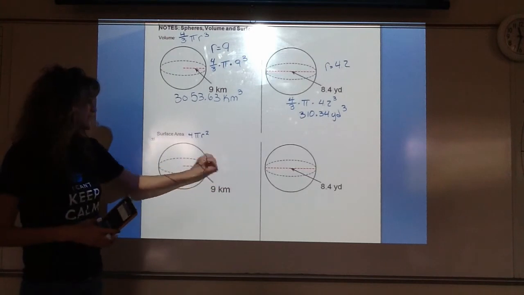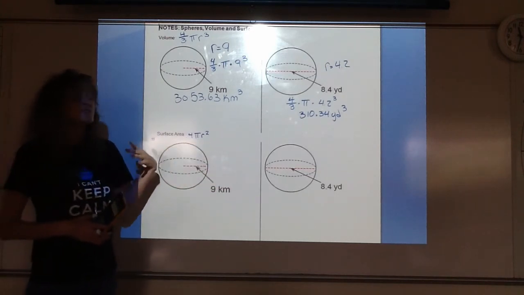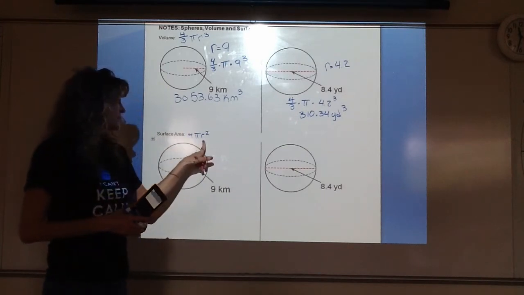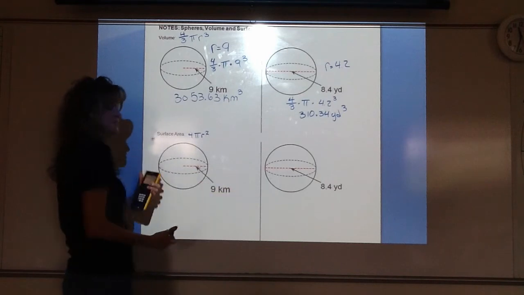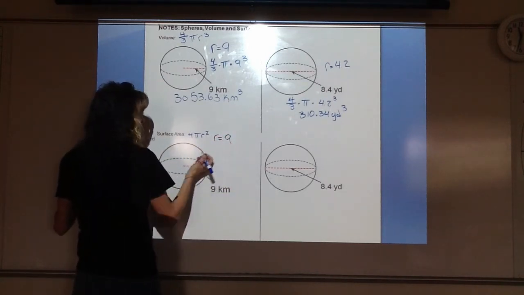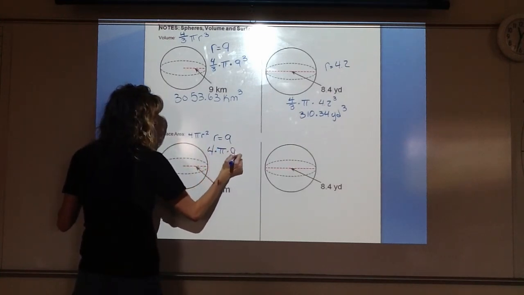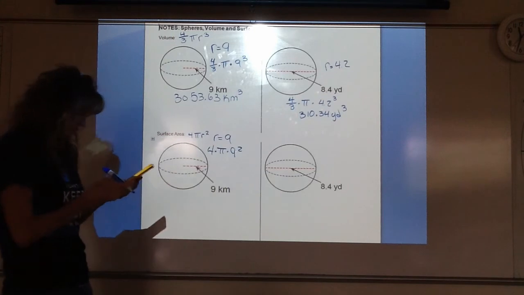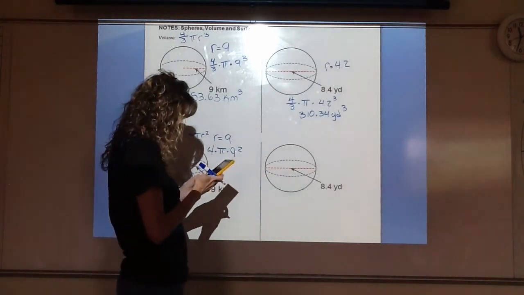Same thing for surface area. The formula for surface area is 4 pi r squared. So really all I have to do is find my radius, and then I'm just going to plug it in the calculator. I use the same spheres here. So the radius for this one is 9. So in my calculator, I'm going to go 4 times pi times 9 squared.